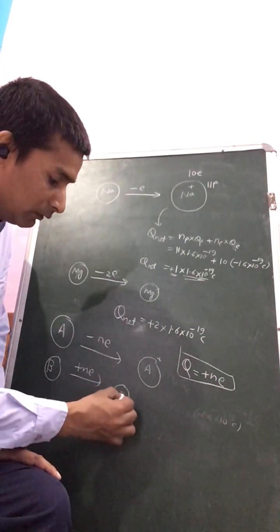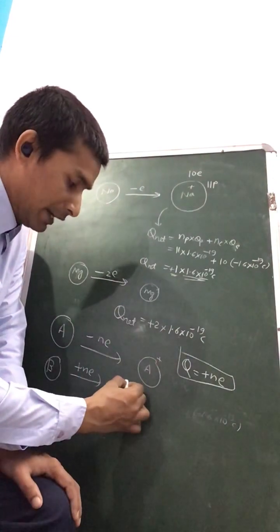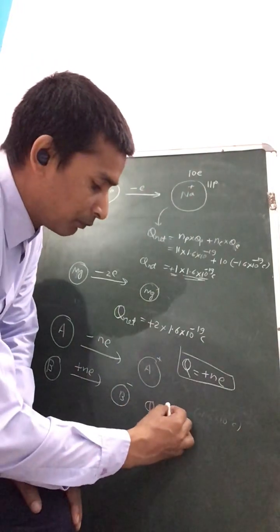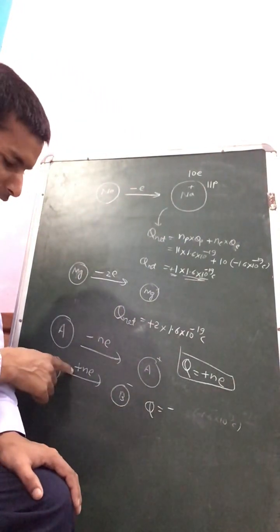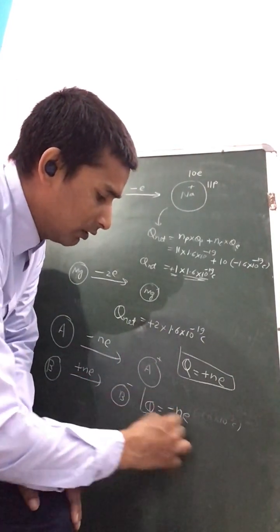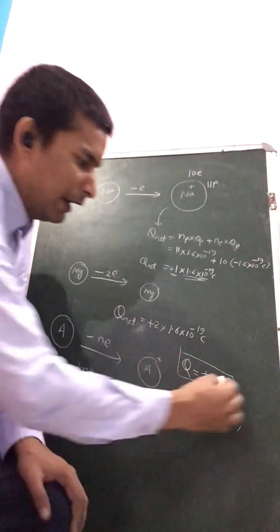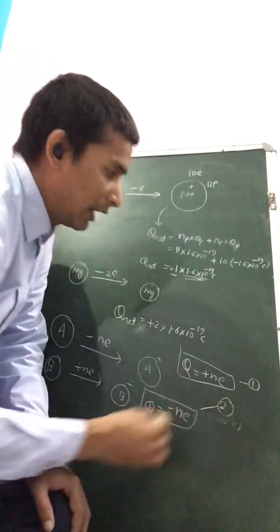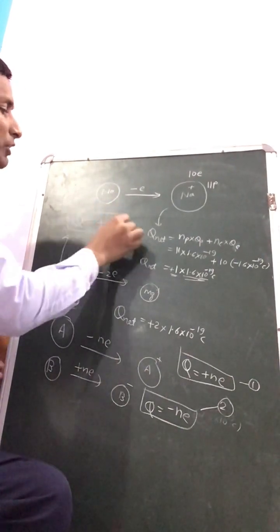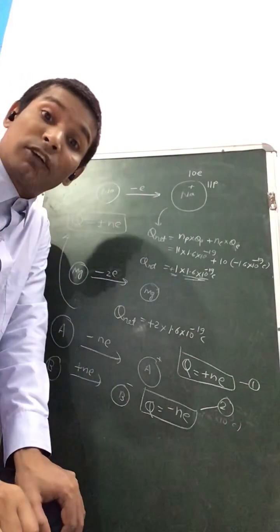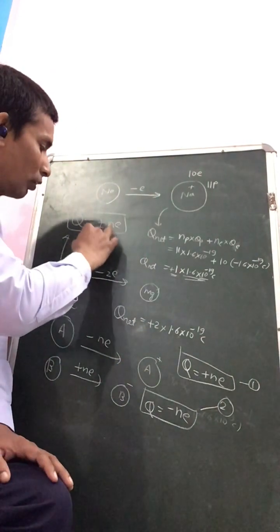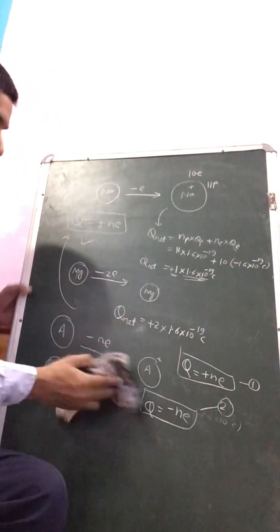So the net charge on the object will be negative, right? So what will be the net charge? So Q will be equal to minus, because it is gaining electrons, so minus n into E. So if we combine 1 and 2, can we write that Q is equal to plus or minus n into E? Yes, we can write, where n is the number of electrons lost or gained and E is the electronic charge. So hope we are clear, right? Okay.